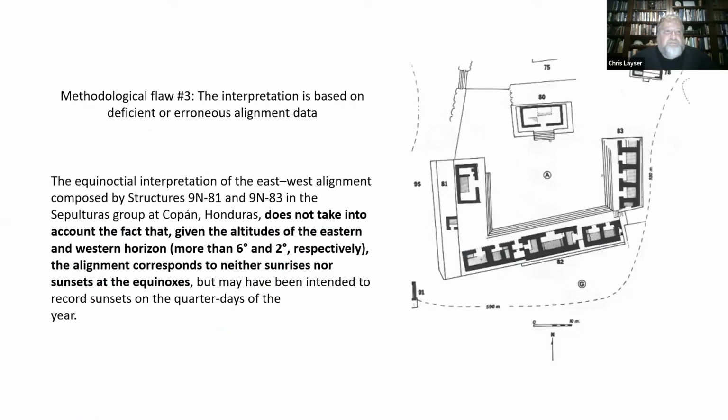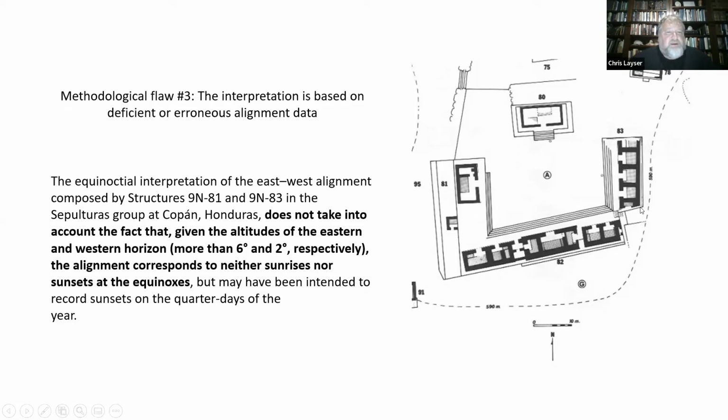His third methodological flaw is interpretations based on deficient or erroneous alignment data. And he talks about 9N81 and 9N83 at Copan in Honduras. And a map here of the site shows 81 here and 83 over here.